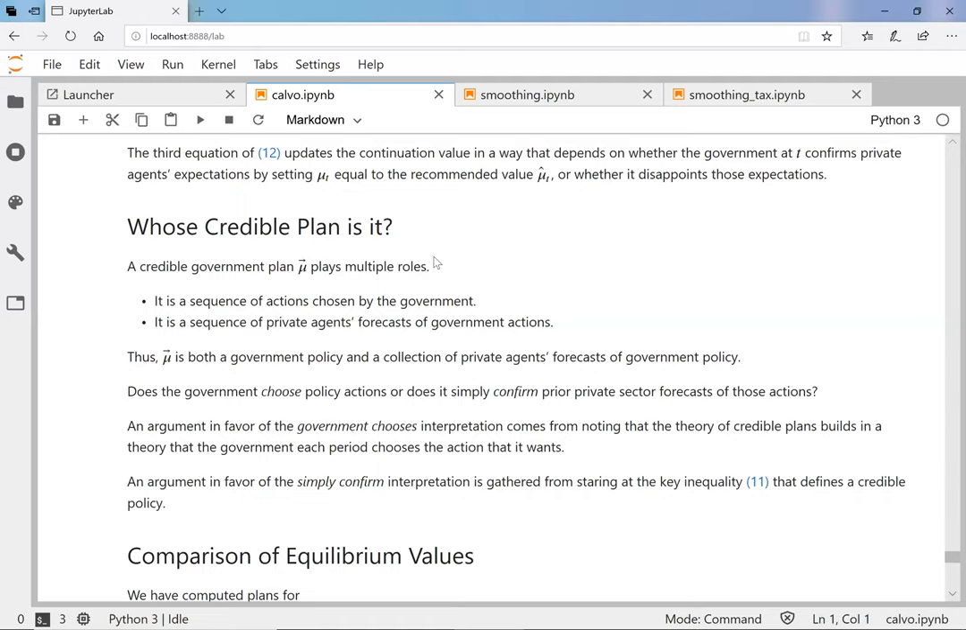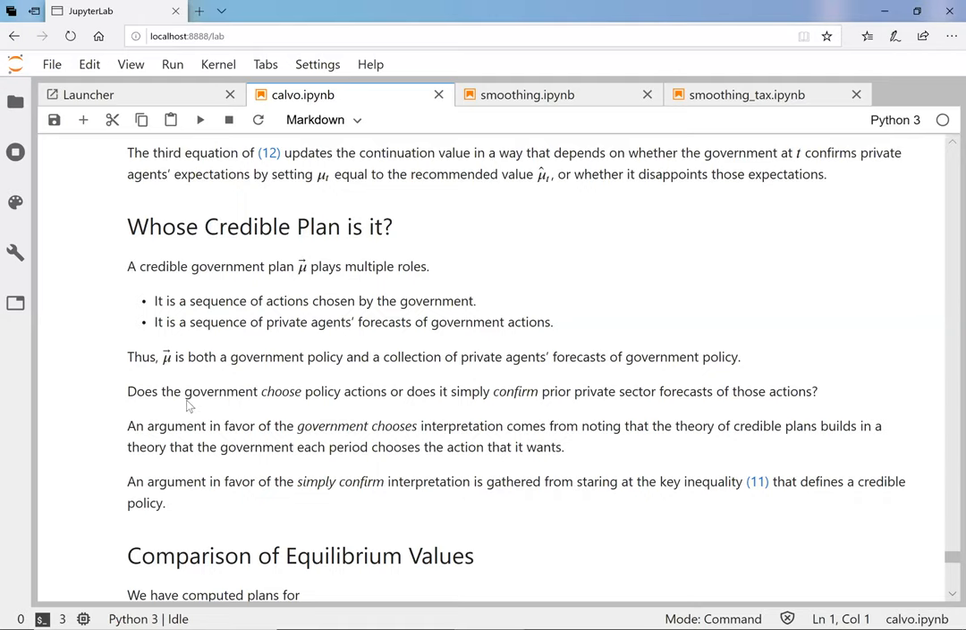Okay, so what's a credible plan now? Well, think about this. It's a sequence of actions chosen by the government. But it's also a sequence of private agents' forecasts of government actions. It's simultaneously the two things. Once we construct our theory, you could think of a credible plan as a kind of equilibrium. It's a plan that satisfies a bunch of conditions, partly involving government optimality and partly private agents' optimality, because the private agents are trying to forecast what the government's going to do. So it's both a government policy and a collection of private agents' forecasts of government policy. It's a forecasting rule, so we need the econometricians, and it's a government policy, so we need the macroeconomists, and they're actually equal.